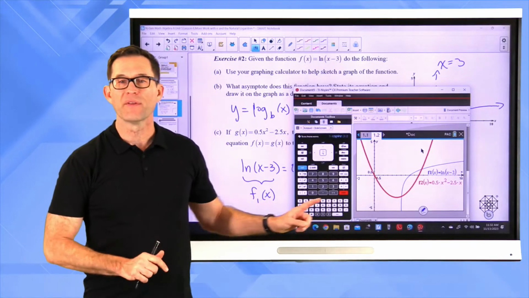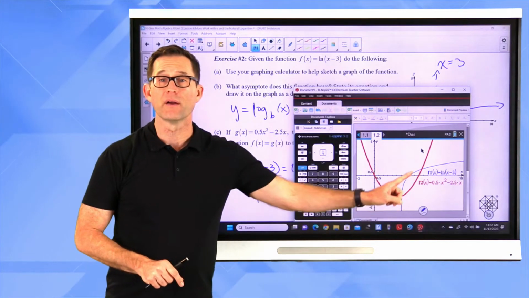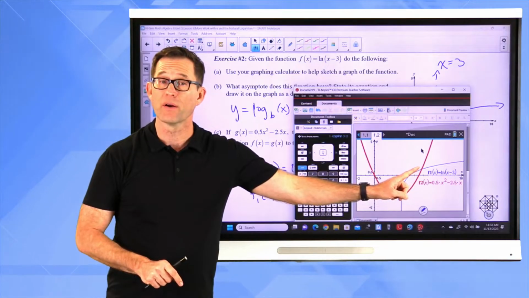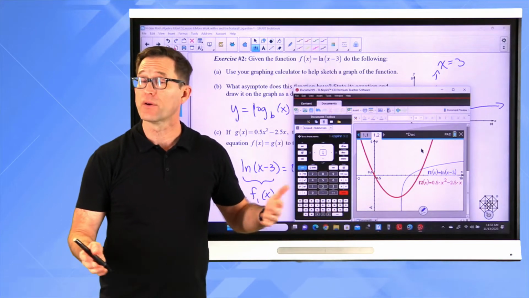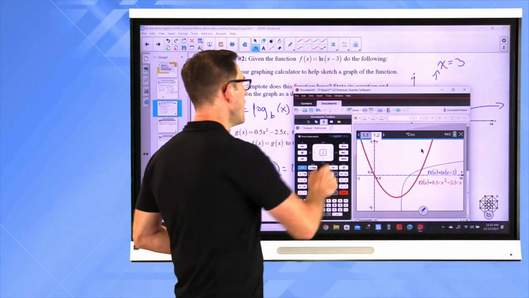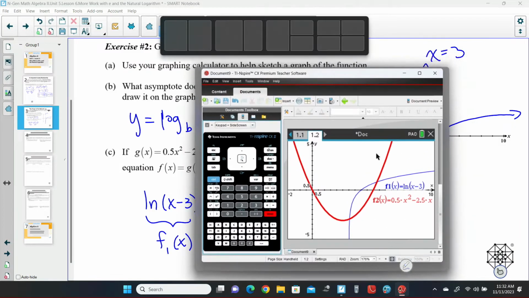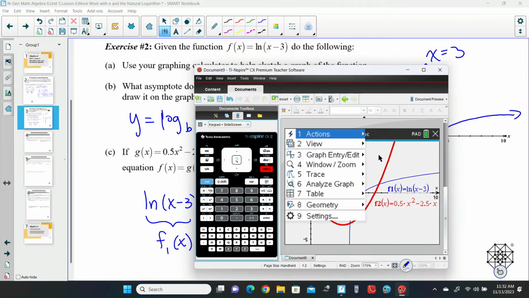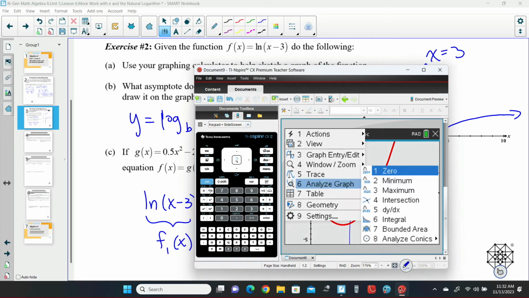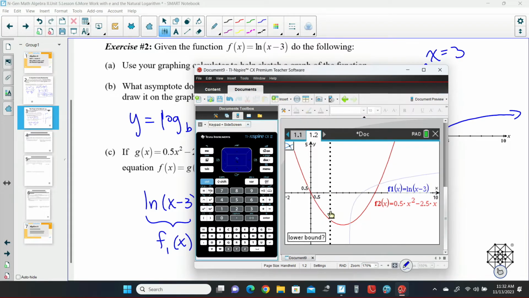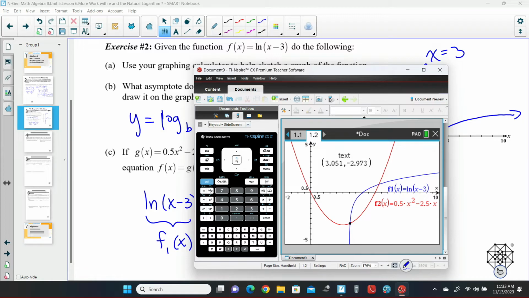What's really great about this is that we can see an intersection point here and we can see an intersection point there. We just have to use our calculator to find those 2 intersection points. I think we'll probably just do one of them together. So I'm going to go menu, analyze graph, intersection. Maybe put it right about there, enter, there, enter.